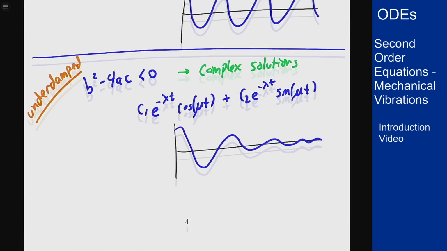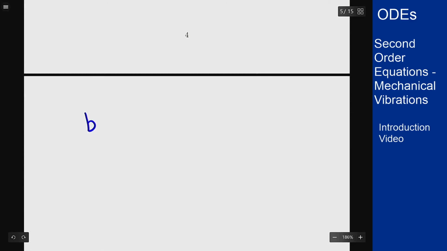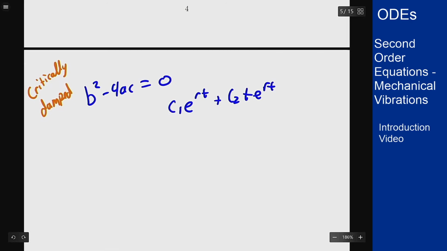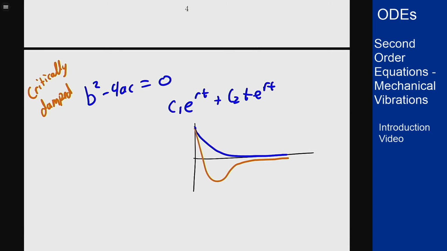We have two more options here. We have if B squared minus 4AC equals 0. This is the critically damped case. In this case, our solution is the double root solution. So we're going to get a C1 e to the rt plus a C2 t e to the rt. And that gives us decay to 0, or potentially one oscillation and decay to 0. This does not oscillate. It just goes sort of straight to the equilibrium point, or passes through 0 once.